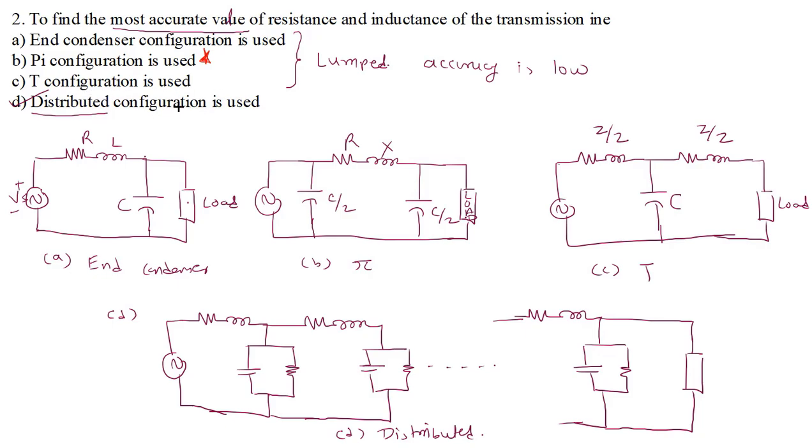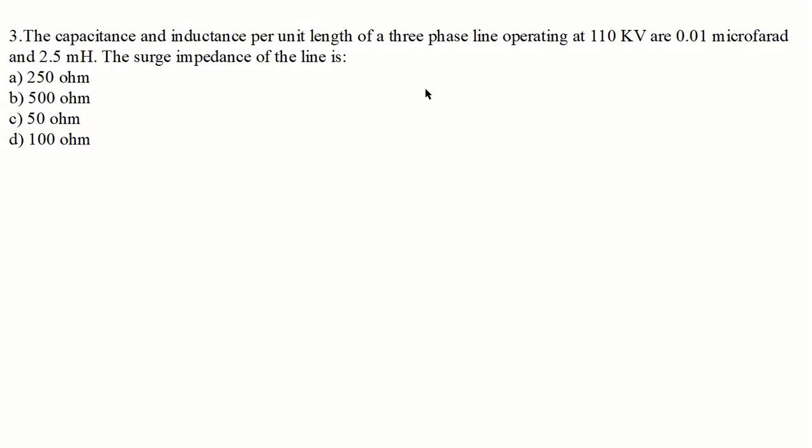So remember, out of these three the most accurate is nominal pi, and among these four the most accurate is the distributed configuration. So question number 3: the capacitance and inductance per unit length of a 3-phase line operating at 110 kV are 0.01 microfarad and 2.5 millihenry. The surge impedance of the line is.